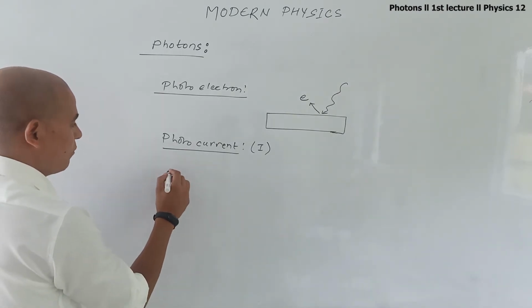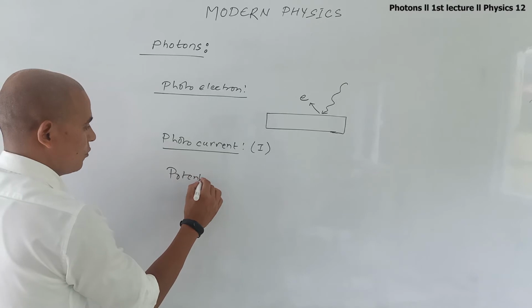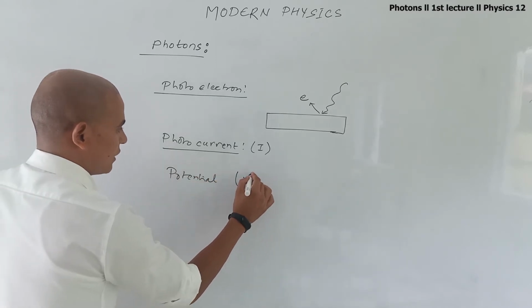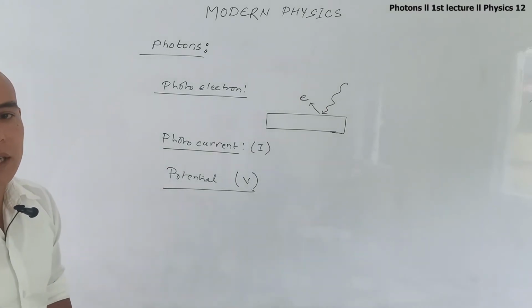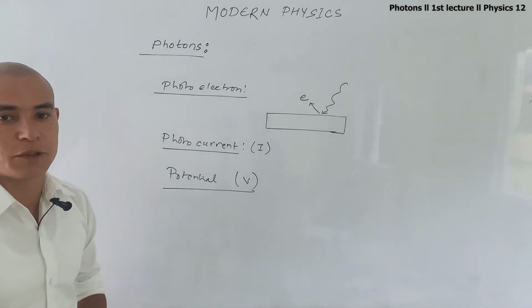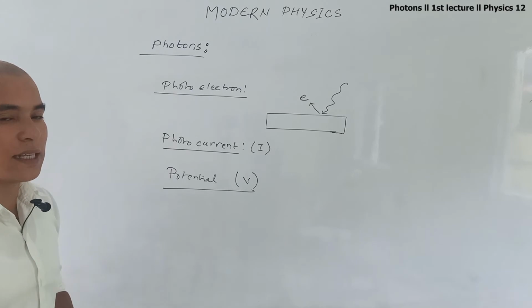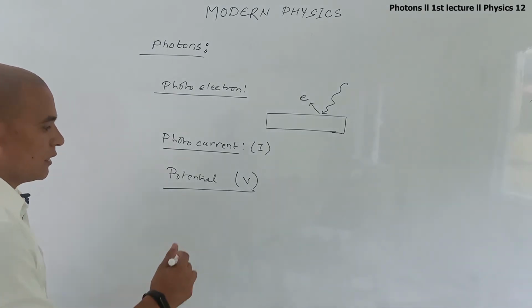Next we have potential. Basically, potential we represent by capital V. Potential means the applied voltage during the experiment. So we can increase and decrease the potential.